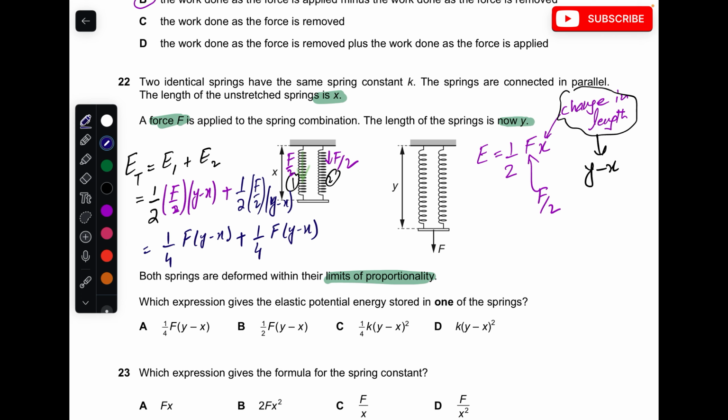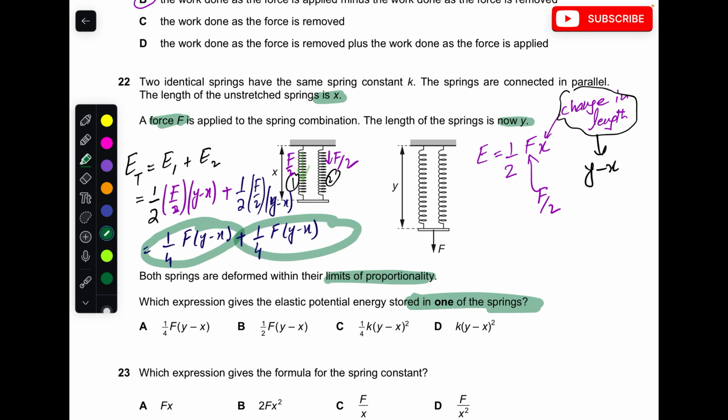Okay, so we don't have to find the total. We have to find the energy stored in one of the springs. So this is the energy stored in one of the springs. For both of them, this is the energy. So it's the option 1 by 4 F into Y minus X. That is the correct option. Okay, that will be the energy stored in the springs.